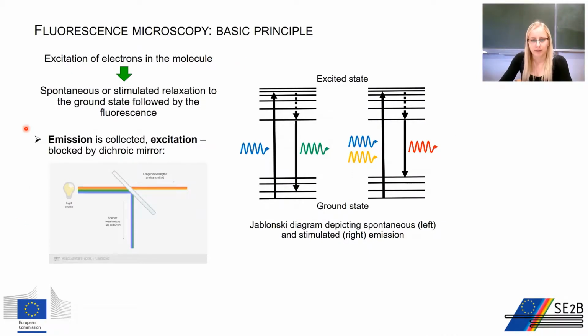Fluorescence microscopy, as it says in the name, is based on fluorescence of molecules. In most cases, a laser beam excites molecules to higher states, and then electrons relax to the ground state. They emit photons. This emission can be spontaneous or stimulated. And in fluorescence microscopy in general, this emission is collected, and the excitation light is blocked by using a dichroic mirror, which directs the higher energy light and transmits lower energy light.